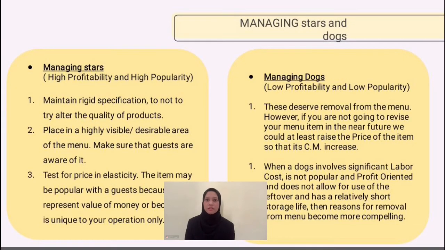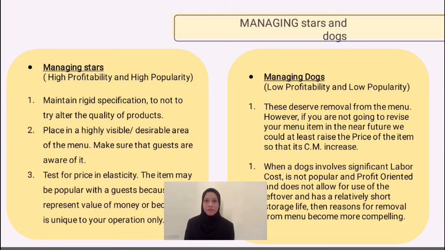Managing stars, high profitability and high popularity. Maintain rigid specifications so as not to alter the quality of products. Place it in a highly visible, desirable area of the menu. Make sure that guests are aware of it. Test for price inelasticity. The item may be popular with a guest because it represents value for money or because it is unique to your operation only.